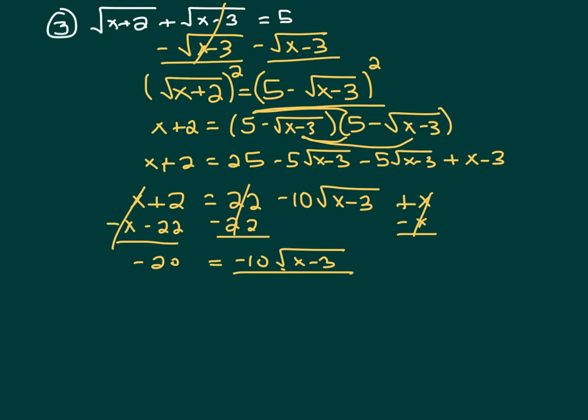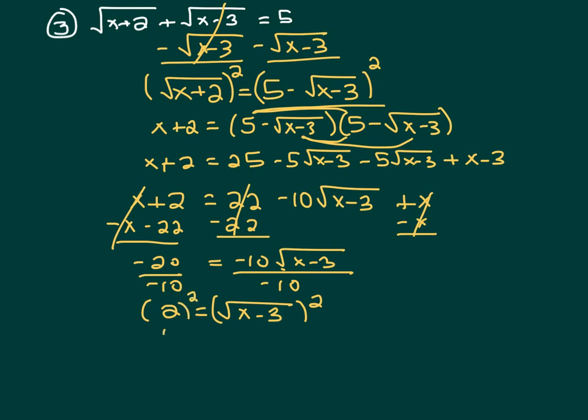So let's get rid of that negative 10 in front of the radical, so we'll just divide, leaving us with 2 equals radical x minus 3. So now that we isolated the radical x minus 3, to get rid of the radical, let's just square it. And to keep the equation equivalent, we also have to square the left-hand side.